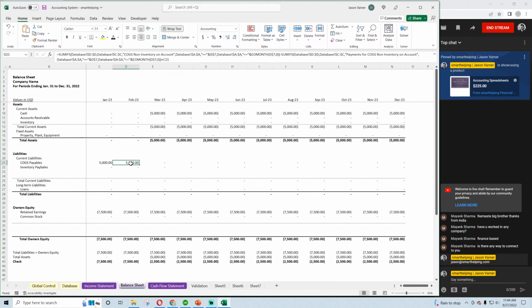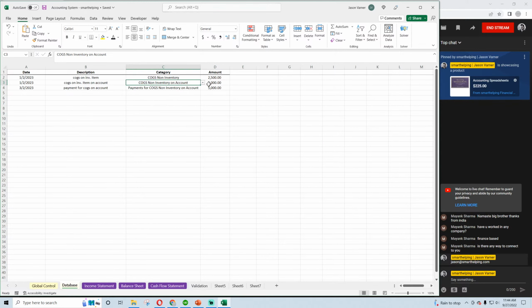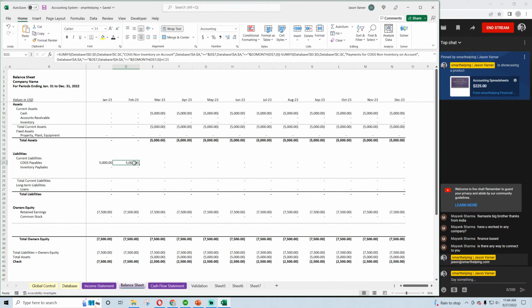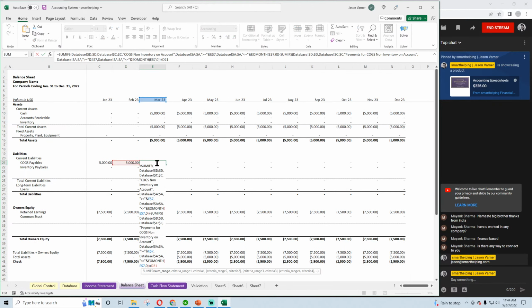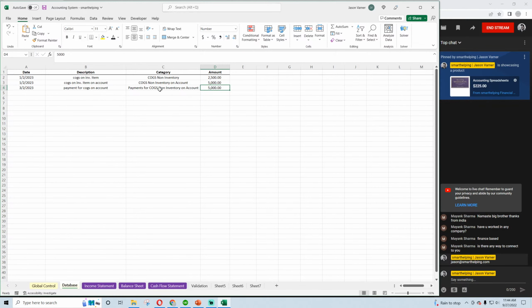Okay, now hold on. Why is this still 5,000? So this comes right out of cash flow in that month. This increases payables, but then we pay for it in March, so it should go down. So summing that minus pay. Oh, I probably didn't put it in right. Payments for cost of goods sold, non-inventory.